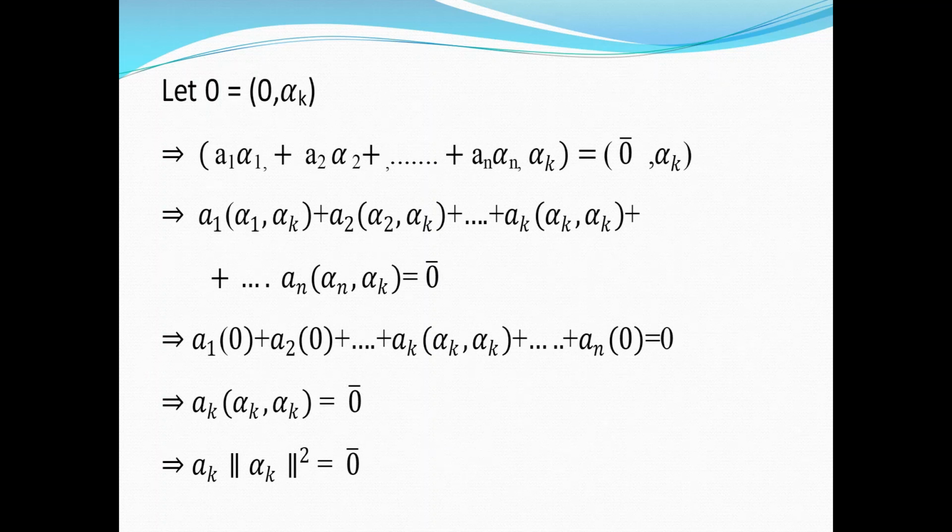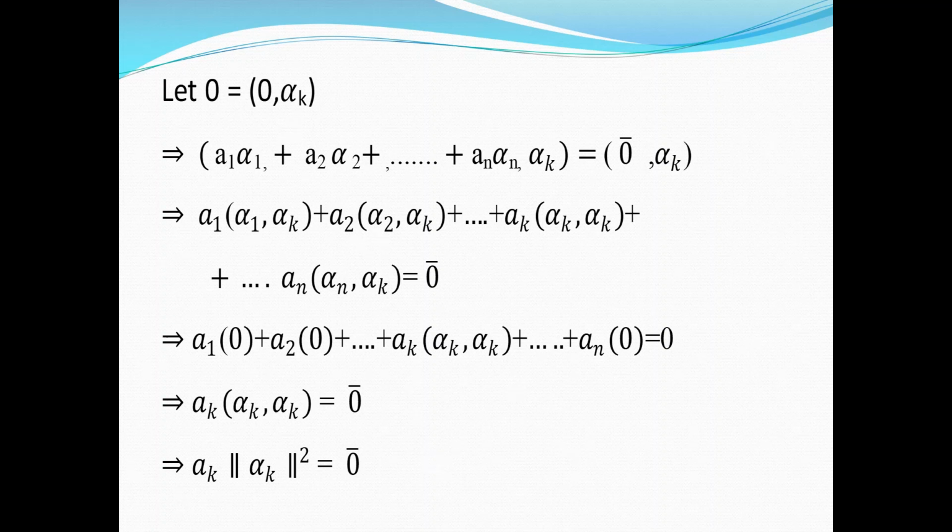Let the zero vector be taken, and consider the inner product of 0 with alpha k. That implies the inner product of (a1 alpha 1 plus a2 alpha 2 plus and so on plus an alpha n), alpha k is equal to the inner product of the zero vector, alpha k. That implies a1 into the inner product of alpha 1, alpha k, plus a2 into the inner product of alpha 2, alpha k, plus and so on, plus ak into the inner product of alpha k, alpha k, plus and so on, plus an into the inner product of alpha n, alpha k is equal to 0.